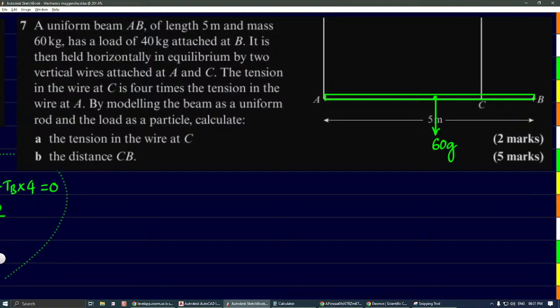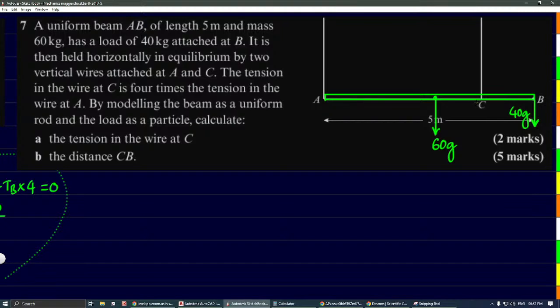So at B also we have an additional weight acting. At B also we have a downward force acting. Weight, how much? 40 kg, no? So 40 G will be the weight here. 60 G will be the weight at the midpoint. And at A and C we have the strings attached with tensions acting upwards.